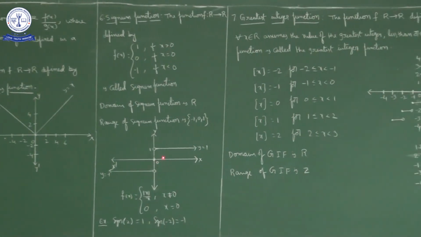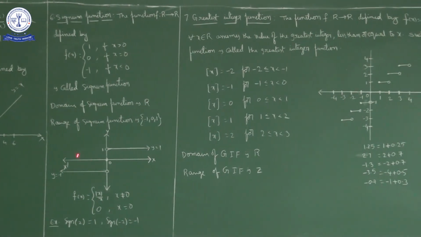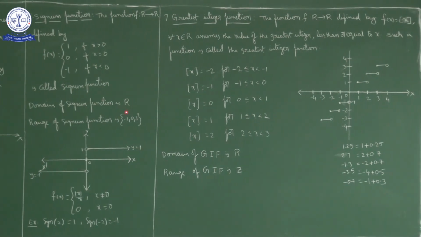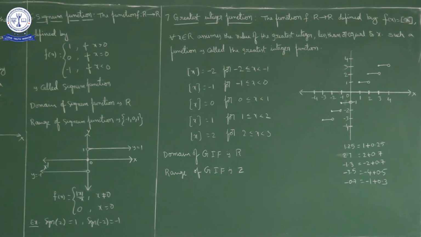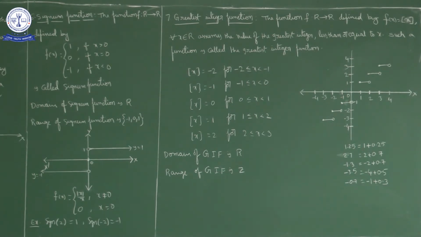Now if you observe, it is defined for all real numbers. So the domain of the Signum function is all real numbers. But the range of the Signum function is only 3 values, that is minus 1, 0 and 1. When x is positive, the Signum function gives 1. When x is negative, it gives minus 1. When x is 0, it gives 0. So the domain is all real numbers, and the range is only 3 numbers: minus 1, 0 and 1.